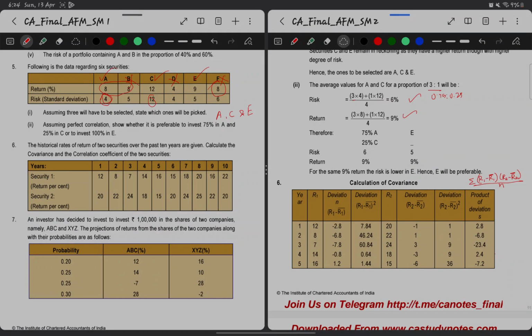Hi CA students, let's revise CA Final AFM Chapter 6 Portfolio Management. Practical question 6. The historic rates of return of two securities over the past 10 years are given. Calculate the covariance and correlation coefficient of the two securities.